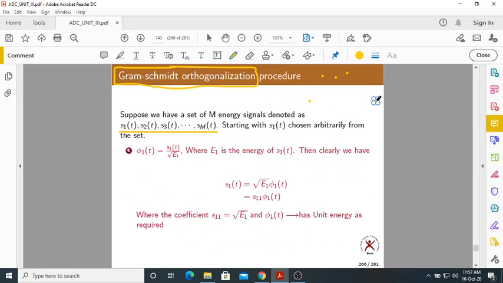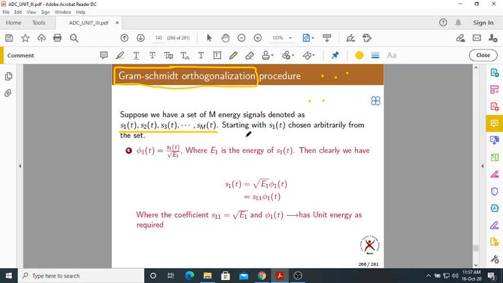First of all, I have taken this set of M energy signals. Why do they have to be energy signals? Because each and every signal is defined only from 0 to T, which means each signal is defined only over a duration of capital T seconds. S1 of t, S2 of t, all are defined only over a duration of capital T seconds. So any signal which is time bounded has to be an energy signal. Now, these are the set of energy signals we have.